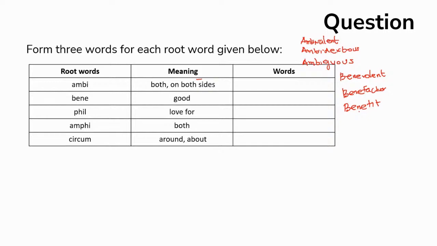And the words which have the root word phil, for example, philosophy, love and pursuit of wisdom using intellectual means. And next one is philanthropist, a lover of mankind. So here also phil means love for. And Philip, so Philip means lover of horses.